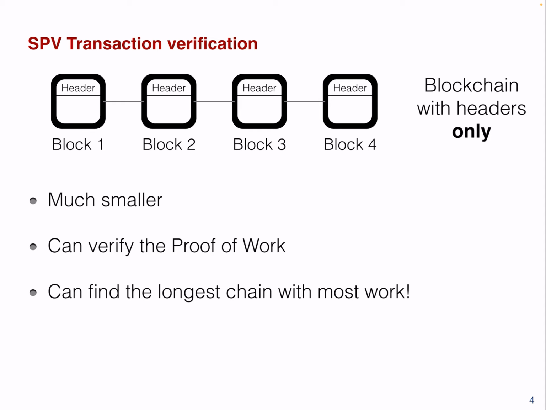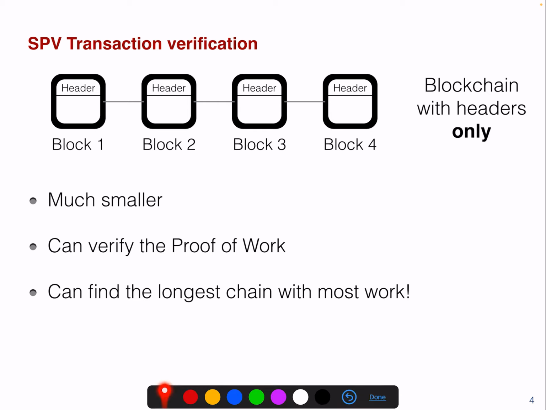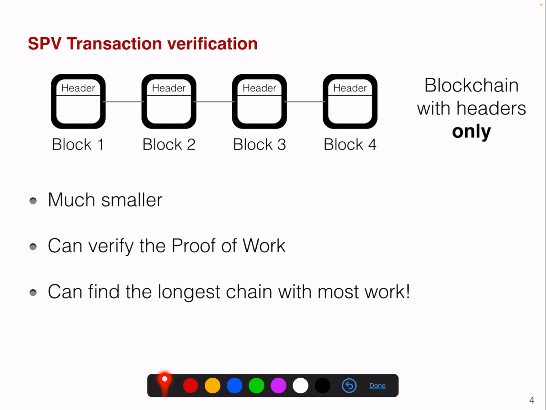This is something that Satoshi Nakamoto thought about in the original Bitcoin paper, and this is so ingenious. Here we have the blockchain where you have the headers only. Let's say we have blocks 1, 2, 3, 4, and we only have the headers. The header contains the proof of work, and it is only 80 bytes in size. It doesn't contain the list of transactions. With the header alone, you can verify the proof of work and find the longest chain with the most proof of work. We will be discussing proof of work in a later lecture.